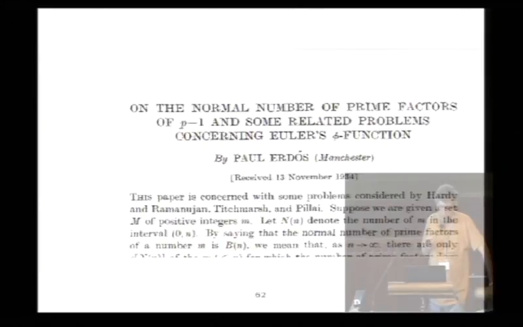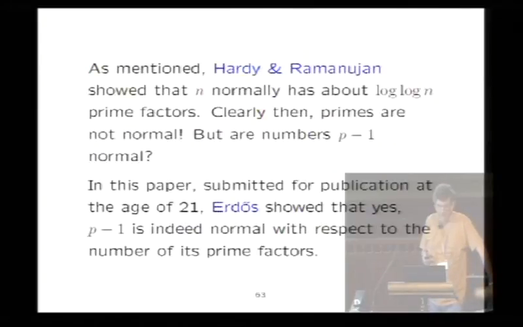The title is On the Normal Number of Prime Factors of p minus 1 and Some Related Problems Concerning Euler's phi function. I mentioned before that Hardy and Ramanujan showed that a number n has normally about log n prime factors, but a prime p, it's not normal. It only has one prime factor.